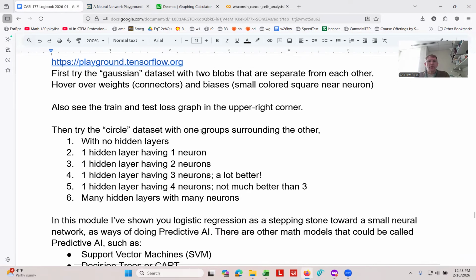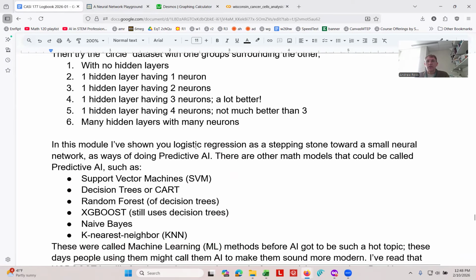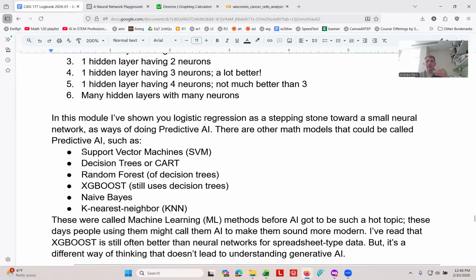Some other things to keep in mind. I've shown you logistic regression as a stepping stone, as a way of talking about predictive AI. There are other math models that are not neural networks that could be called predictive AI, such as support vector machines, decision trees, also called CART, classification or regression trees, random forests of decision trees. XGBoost still uses decision trees. There's something called naive Bayes. There's something called K nearest neighbor.